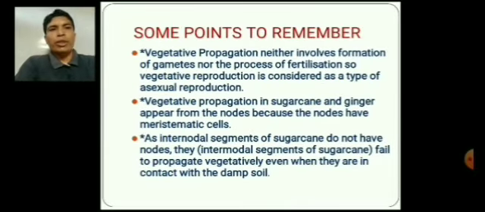Now we have some points to remember. Vegetative propagation neither involves formation of gametes nor the process of fertilization, so vegetative reproduction is considered a type of asexual reproduction. Second, vegetative propagation in sugarcane and ginger occurs from the knots because the knots have meristematic cells. Third, as internodal segments of sugarcane do not have knots, they fail to propagate vegetatively even when they are in contact with damp soil.